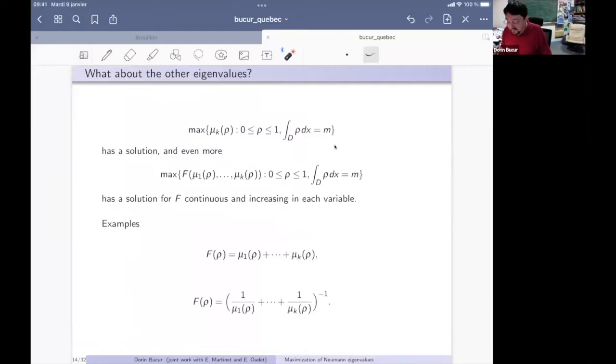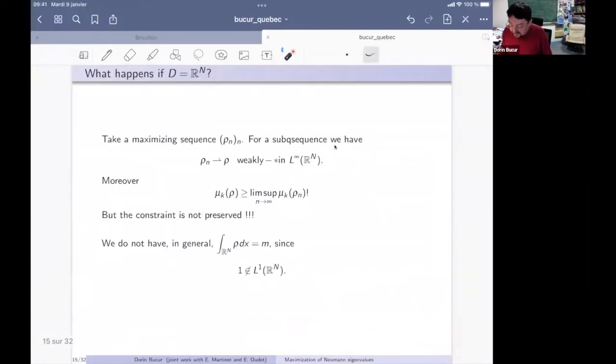Even more than that, we can consider general functions depending on eigenvalues, somehow in the spirit of what Buttazzo and Dal Maso did for the Dirichlet case. If f is just continuous and increasing in each variable, here you have two examples, the sum of the first k eigenvalues or the inverse of the harmonic mean of the first k eigenvalues, then these functions do fit into the framework. You maximize them, you have existence of an optimal density. Now, this is somehow a toy problem in which we see what we can do and what we cannot do. We cannot prove the existence of an optimal domain, but we can prove the existence of an optimal density.